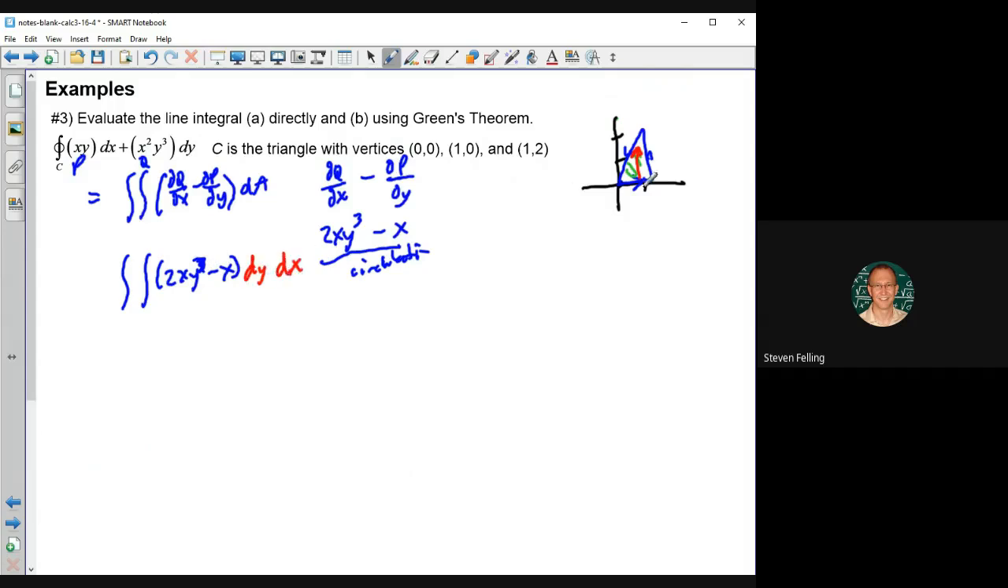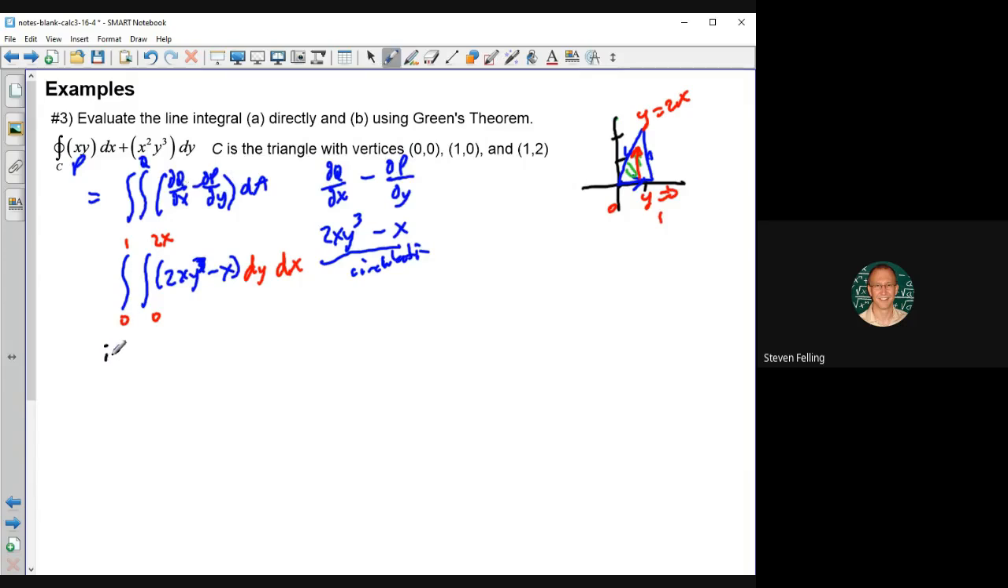So that means we have to go from y equals 0 down here to y equals 2x up here. 0 to 2x. And then we have to go from x's from 0 to 1. So this would be the setup. And now we'll have to do this iteratively. So let's do the inner integral.